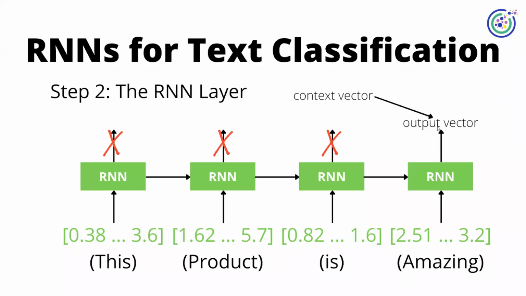Now you can do numerous things with this. You can use this vector to generate another sequence of words. You can use this to classify sentences. So at the last time step, you get an output vector, which will be a context vector containing the context of a sentence. And what do you do next? You use this vector to classify this context into a sentiment.